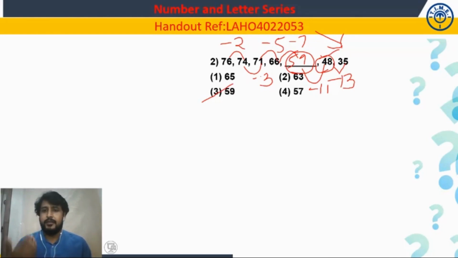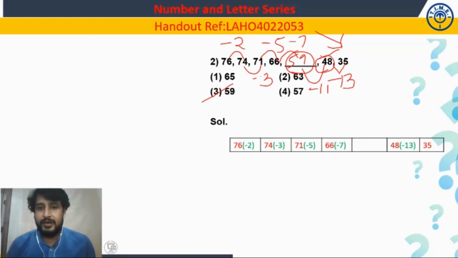Minus 2, minus 3, minus 5, minus 7, minus 11, minus 13. Consecutive prime numbers in increasing order. Minus 2, minus 3, minus 5, minus 7, minus 11, minus 13. Okay, make a note of logic.